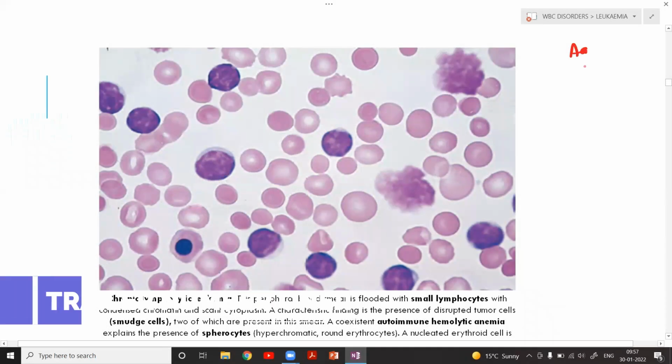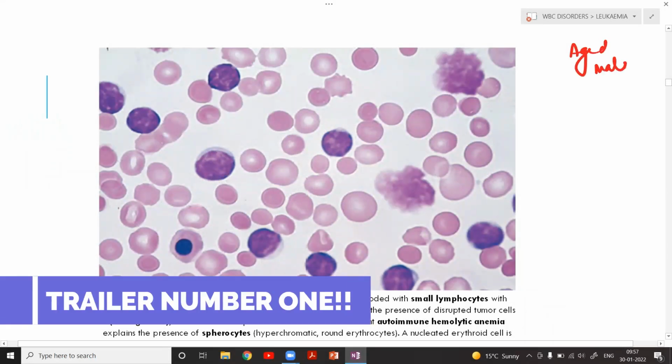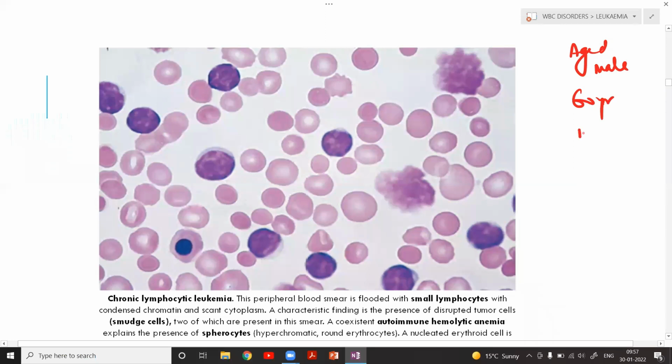An aged male, approximately 60 years old, is going to present with signs and symptoms of anemia, like fatigue. All these signs and symptoms will be there, and this is how they might present. So in the blood, can you appreciate these cells? What are these cells? Can anyone tell me what these cells are?